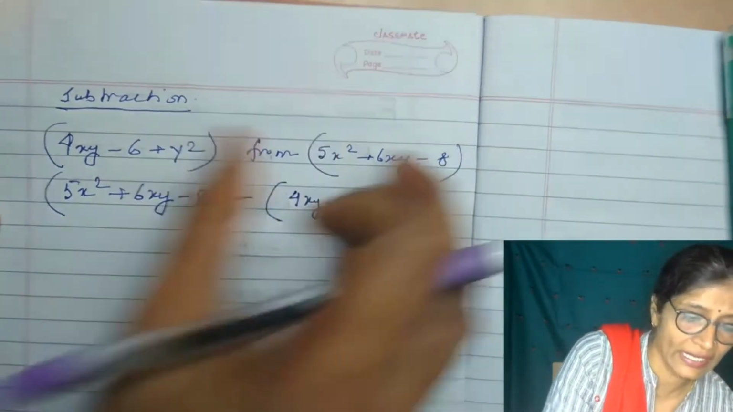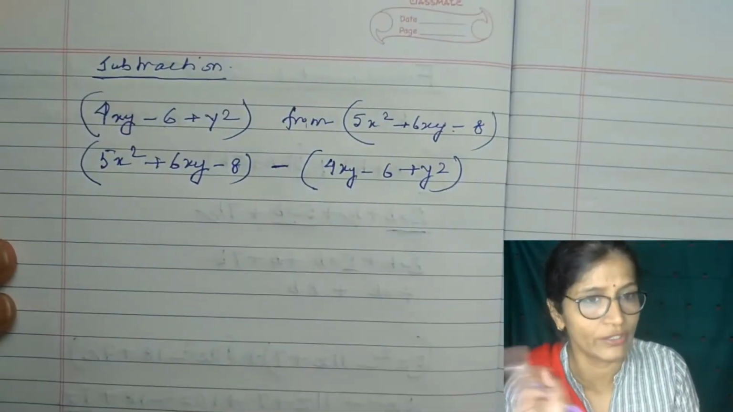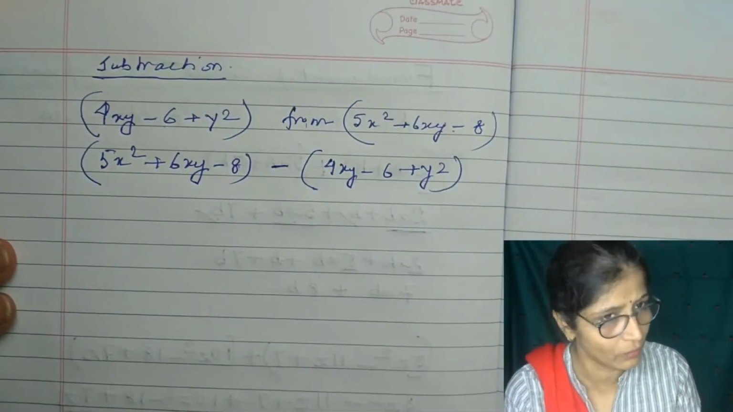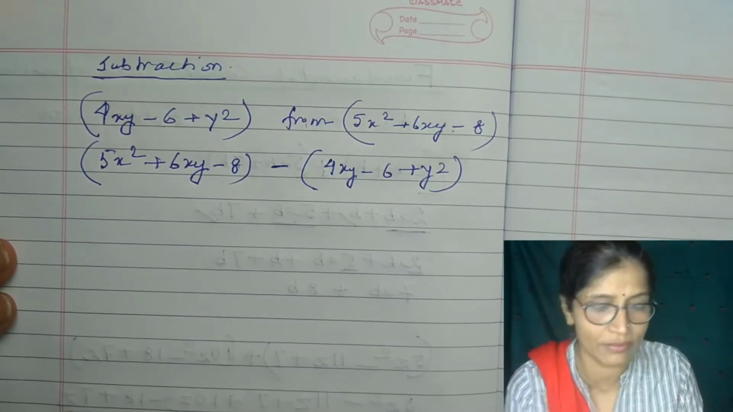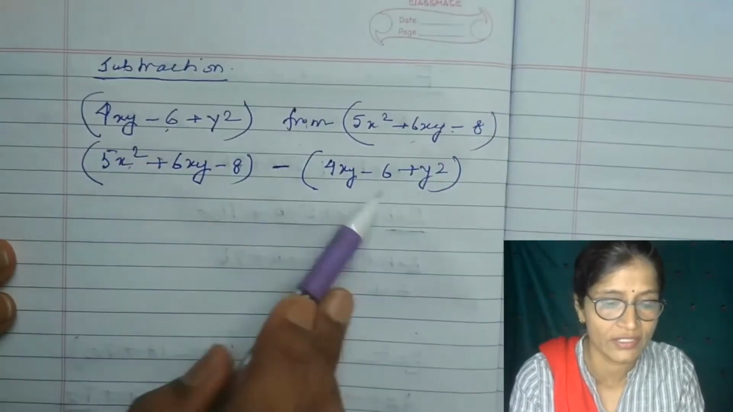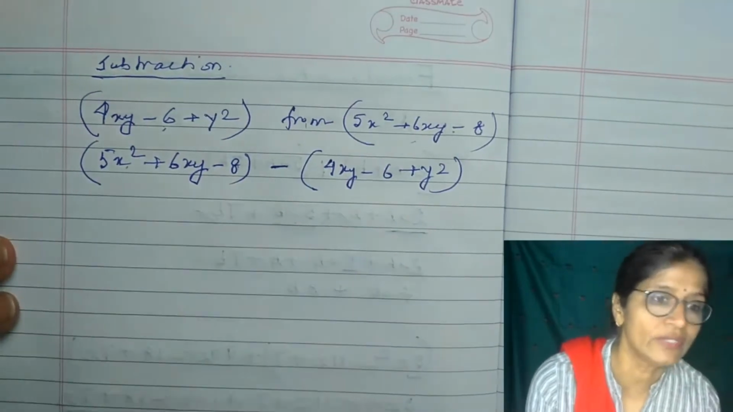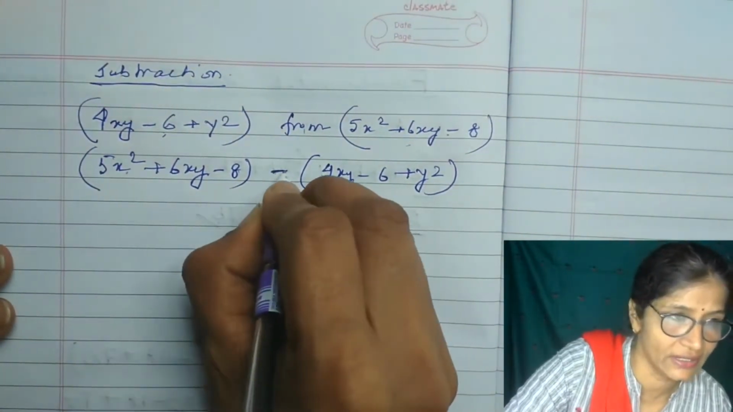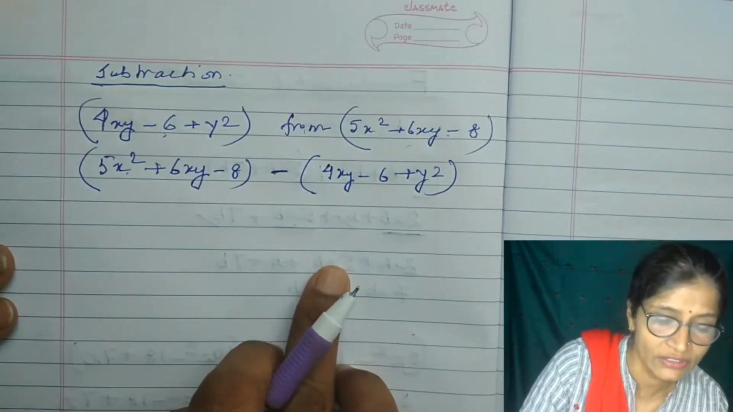It means from this I have to subtract this. Suppose I say to you, subtract 5 from 8. What will you write? 8 minus 5. So here also the same thing. Subtract this from this. So I have written this here and this, and in between the minus sign is there. And we know that if the minus sign is there, then when I open the bracket, all the signs will change. Why will the signs change?